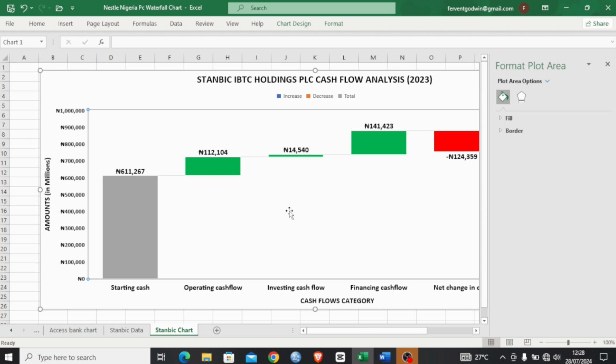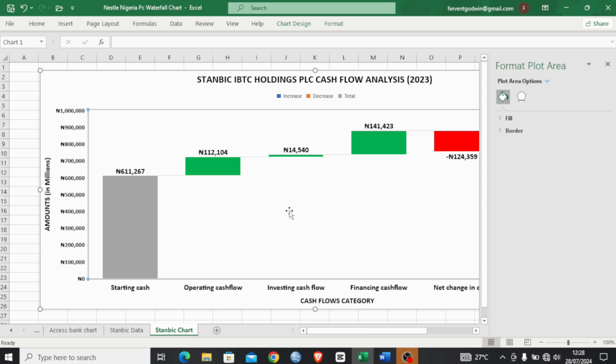Now their investing cash flow was actually 14.5 billion naira. So this investing cash flow is talking about how much they invested. If you have seen my previous videos, most of the time this value is negative. And negative is not that they actually lost money, but that they put out more money into investment.